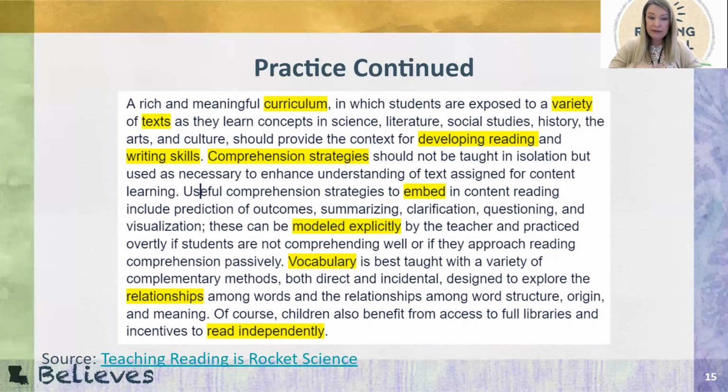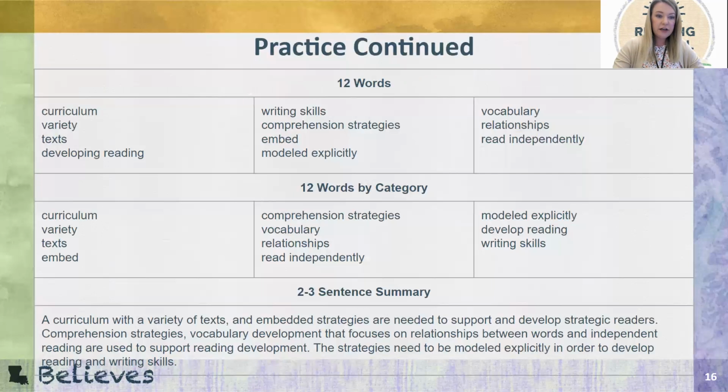Okay, so jumping back into my teacher hat, these are the 12 words that I chose. And I saw this at a literacy conference called Plain Talk. And she takes loose leaf paper when she teaches this, and she folds it in 3 lengthwise, then in 3 widthwise, and it forms those little pockets, 9 little pockets of paper for you to write on, which makes it just so easy to implement. But in the top 3 box, I copied down my words that I highlighted. So remember, I had curriculum, variety, text, developing reading, writing skills, comprehension strategies, embed, modeled explicitly, vocabulary, relationships, and read independently.